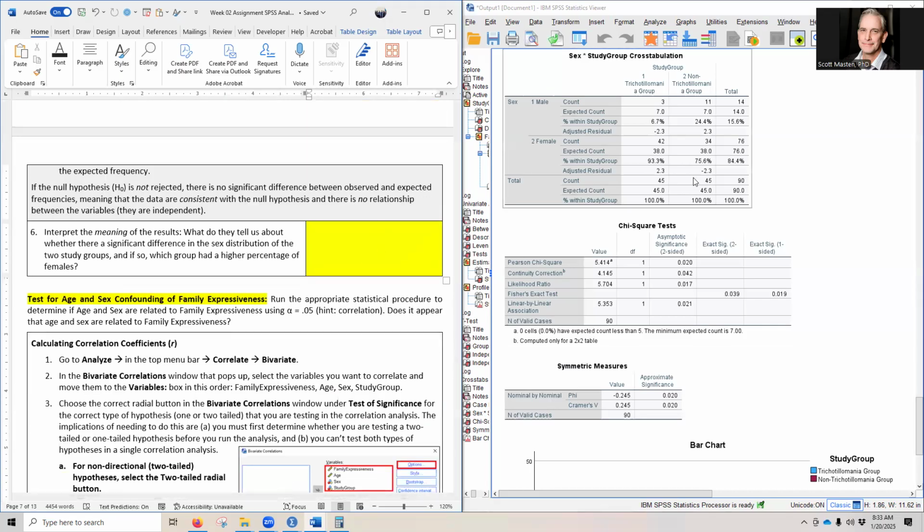We want the specifics down here. I'll just pick the trick group as a way to do this. There were fewer males, more females in the trick group. Actually, let's just answer the question. What do they tell us about whether there is a significant difference in the distribution of the two groups? And if so, which group had higher? So yes, significant difference. Trick had more females and fewer males than non-trick. That would be a reasonable way to summarize all that.